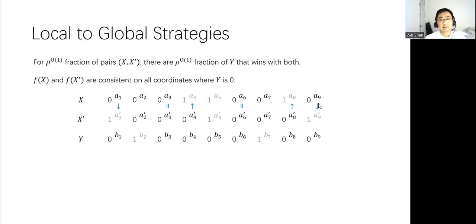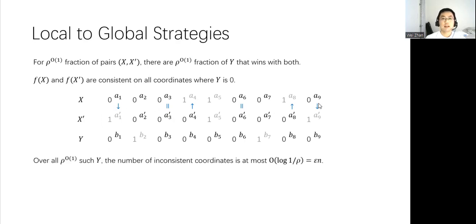And what does it mean when y wins with both x and x prime? It means that the first player's answers on x and x prime are consistent on every coordinate where y is 0. Because as you've seen from this example here, if both x and x prime are 0 there, they need to be simultaneously different from the bits of y, so they must be the same. And if one of x and x prime is 1 there, then the output doesn't really matter, and we can change it to be the same.